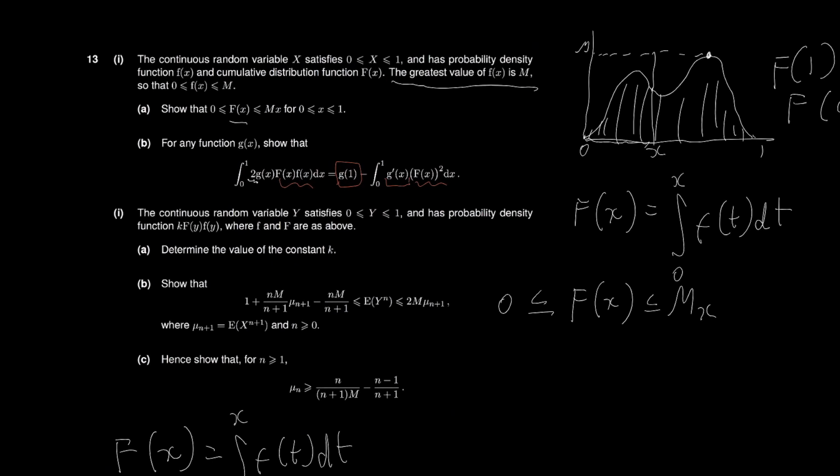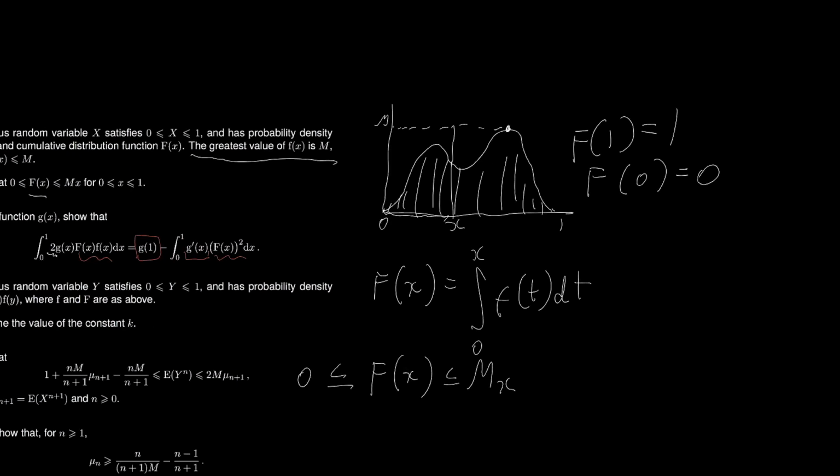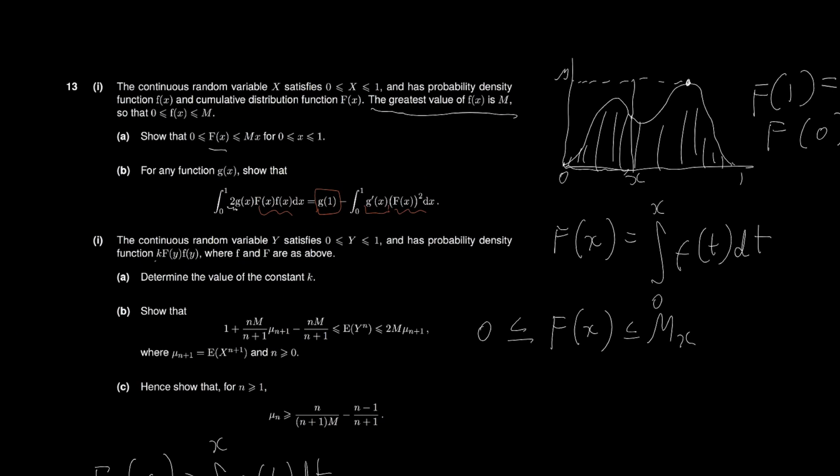Now we've got another shift in tone. We've got another continuous random variable y. Its probability density function is pretty similar to what we were working with in the previous part. We have some function times big F of y times little f of y, where F and f are as above, and we want to determine the value of the constant k. The total area underneath the probability density function is 1, so if we integrate this probability density function and set it equal to 1, we should be able to get a value for k.